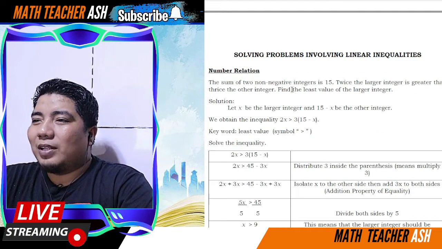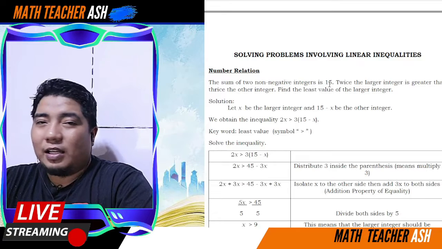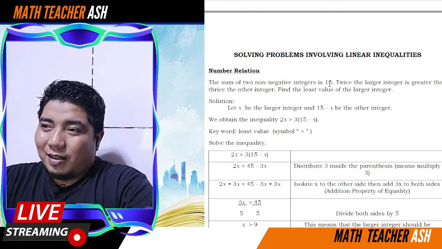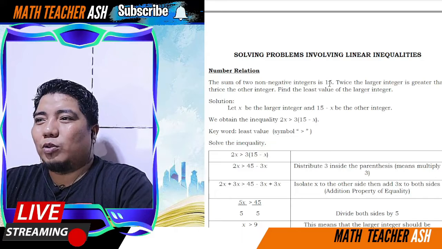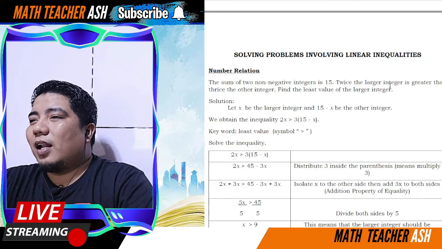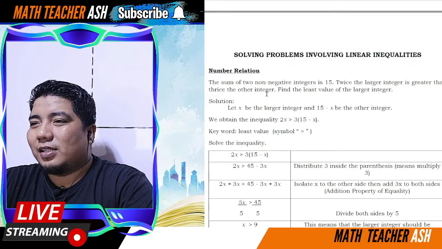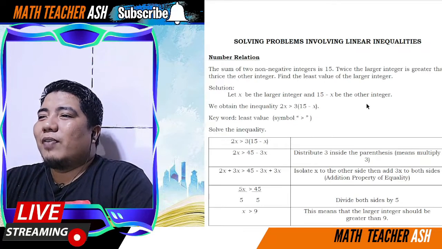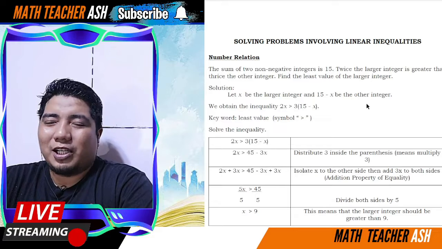The sum of two non-negative integers is 15. Not negative. Okay, two non-negative, so that means the answers are positive. Twice the larger number is greater than thrice the other integer. Find the least value of the larger integer.